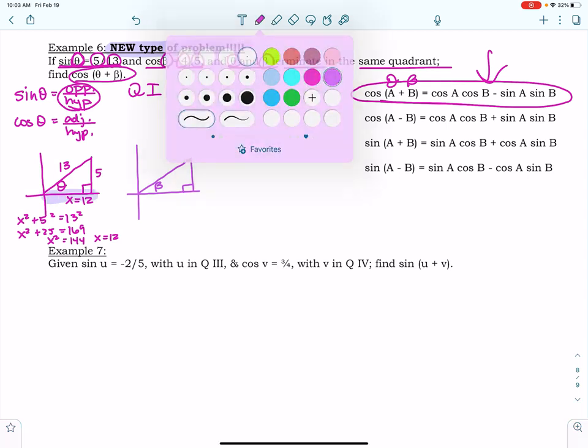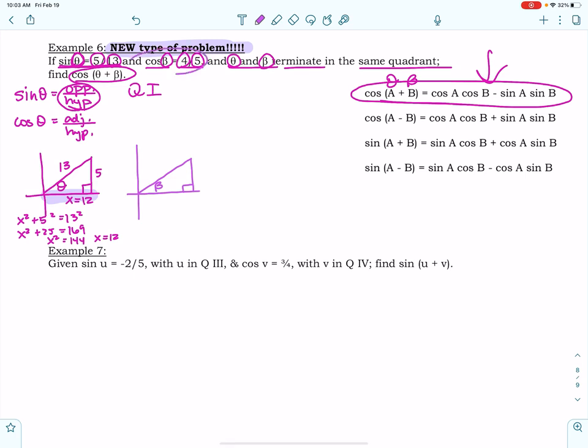And now for beta, I'm told cosine beta is 4/5. Cosine for beta is adjacent, so that's 4, and the hypotenuse is 5. Again, I'm going to let that be y. I need to use the Pythagorean theorem. 25 minus 16 is going to be equal to 9, so the square root of that is 3. So this equals 3. That's this side right here.